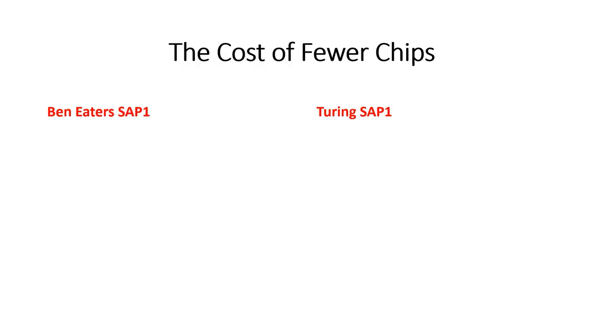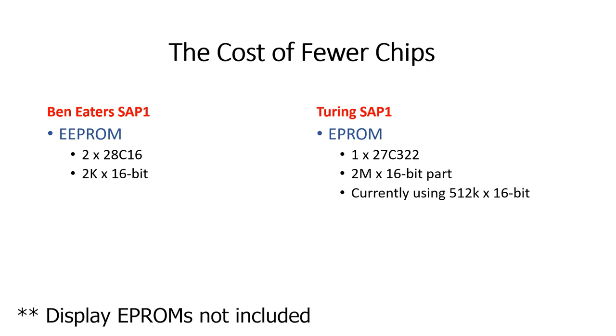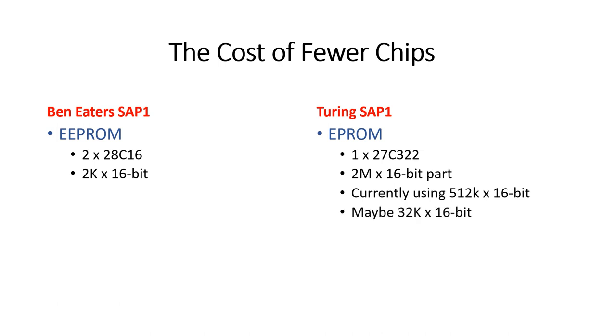The reduced chip count does come at a cost though, and that cost is EPROM size. Ben Eater used a pair of 28C16 EEPROMs, arranged as 2K by 16 bits. For this build, I've used the rather large 27C322 EPROM, which is arranged as 2 meg by 16 bits. Although I'm only currently using 512K out of that 2 meg, and I think with some trickery I could get it down to 32K, but I'll discuss that later in the video series.